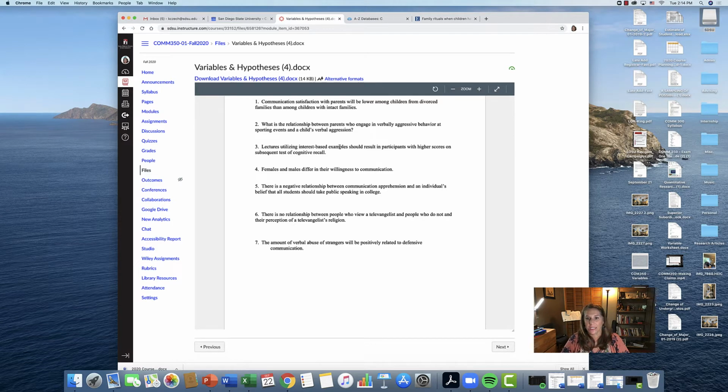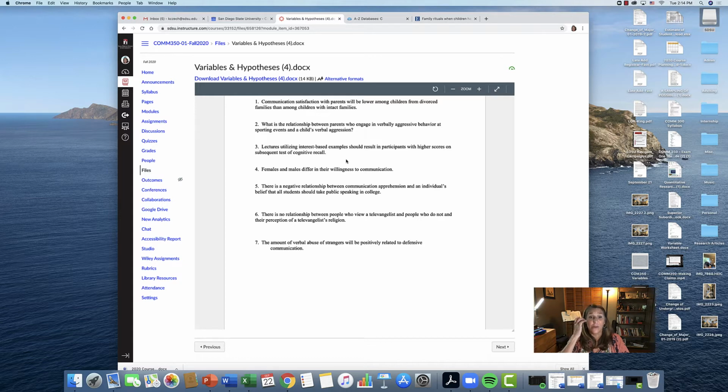Whether or not the person used interest-based examples is our independent variable. So basically, if I use interest-based examples with things you're interested in, it's saying you'll get a higher score on your test. So it's whether or not the examples are interest-based that affects your score on tests later on.